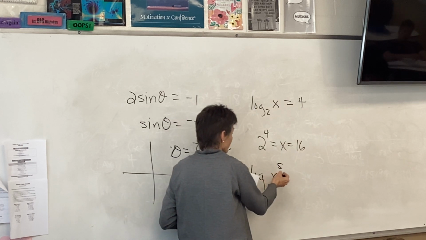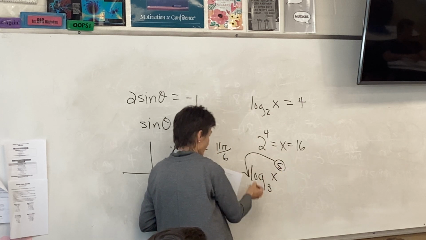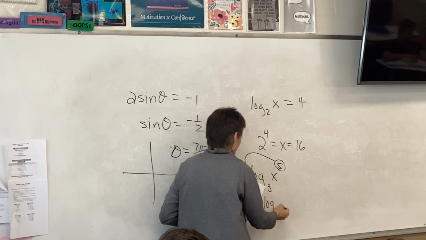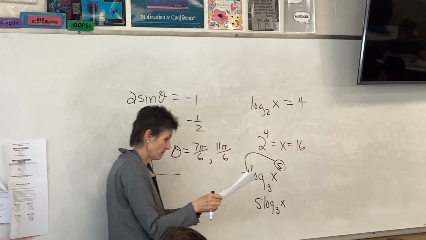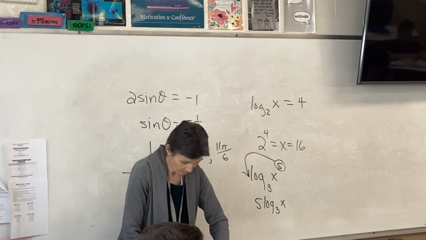What happens in logarithm land when you have a power on the thing you're logging? It goes to the front. So 5 log base 3 of x, is that an option? Yep, that is your answer.